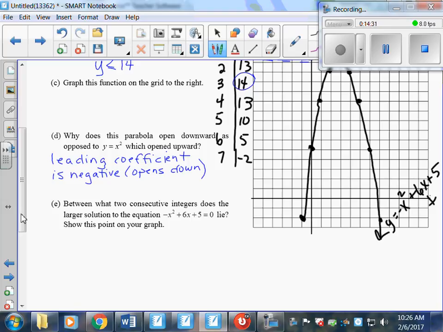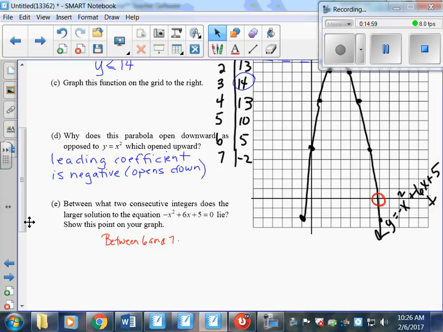Between what two consecutive integers does the largest solution to the equation -x squared plus 6x plus 5 equals 0 lie? Show this on your graph. Well, they're looking for the 0. So they're looking for this point right here, and they're saying the larger one. So 1, 2, 3, 4, 5, 6. So it falls between 6 and 7.